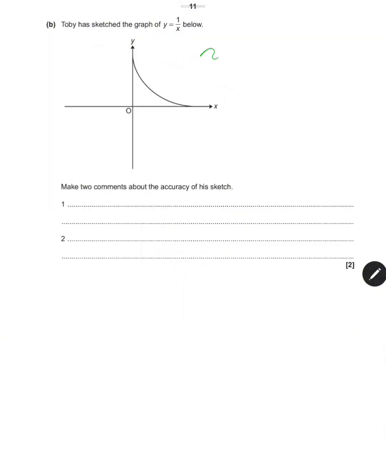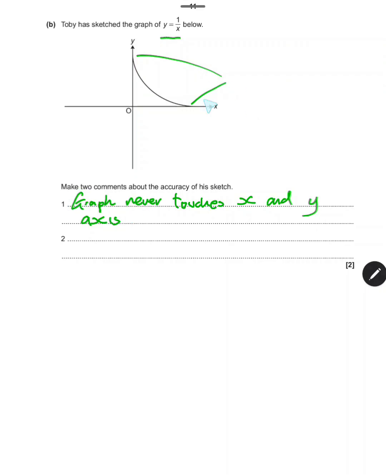Part B, again, this is just about knowing your types of graph. We're looking for y equals 1 over x. And y equals 1 over x does have this curvy shape, so it's kind of right. The problem is it will never touch these axes. It kind of gets really, really close and then just carries on going straight. And same here, gets really, really close and carries on going straight up. So the first thing that's wrong with this sketch is the graph will never touch the x and y axes.